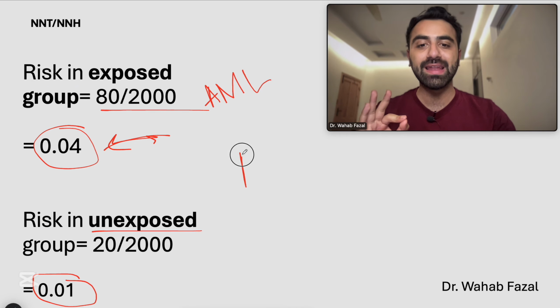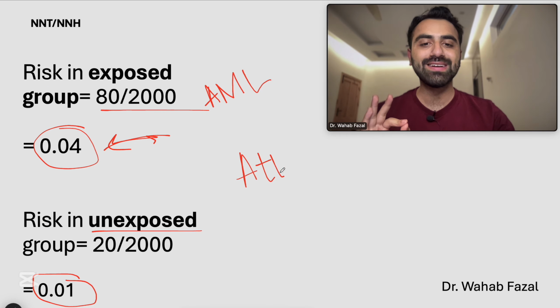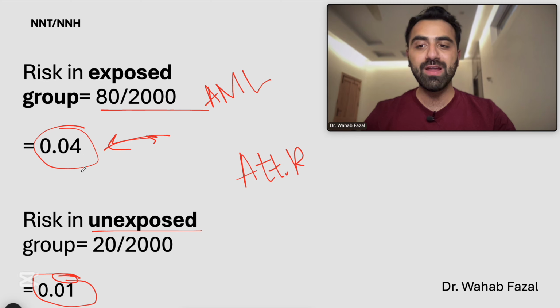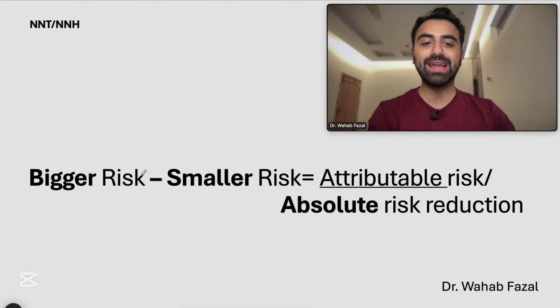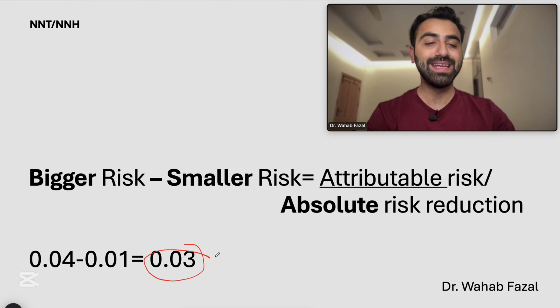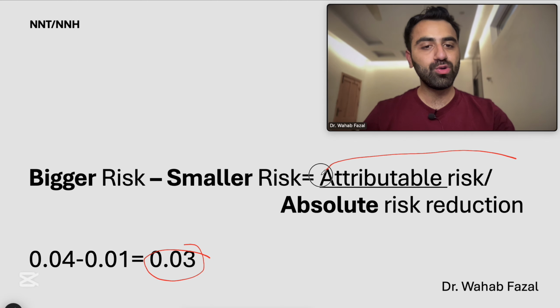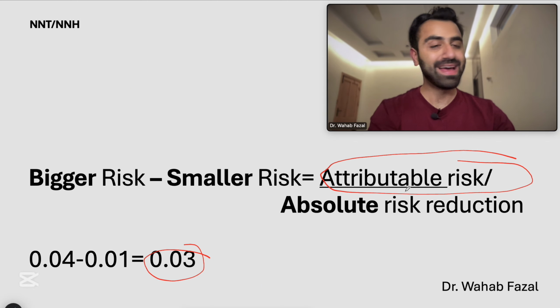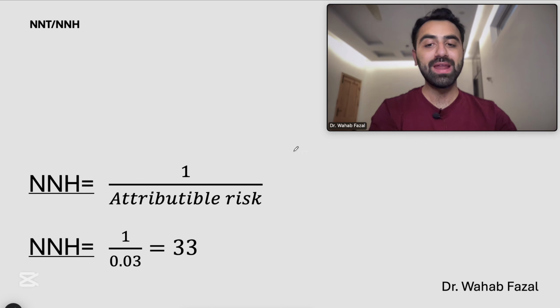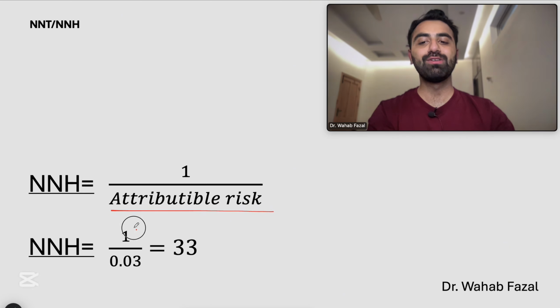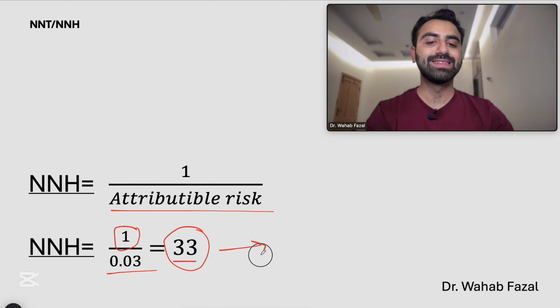Whatever value we get will be called attributable risk. This relates to attributable risk. So we just subtract 0.01 from 0.04, and that will give us 0.03. So how do you calculate number needed to harm from this attributable risk? Well, again, you just divide 1 by attributable risk, which will be 1 by 0.03, which will give us the value of 33.